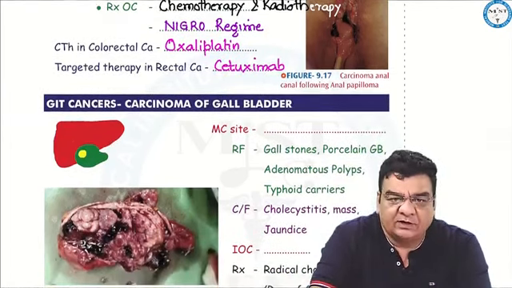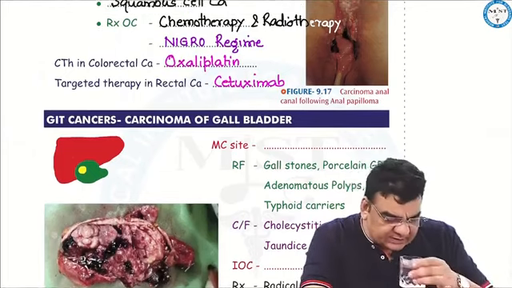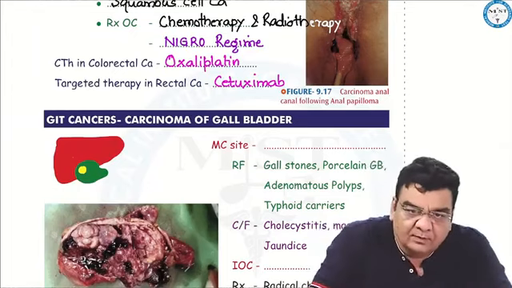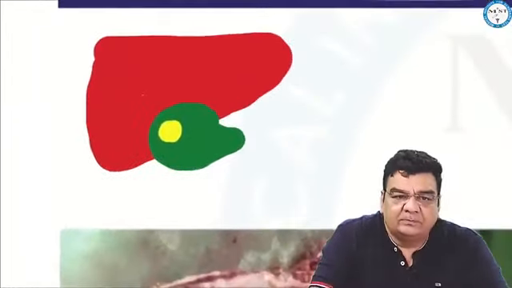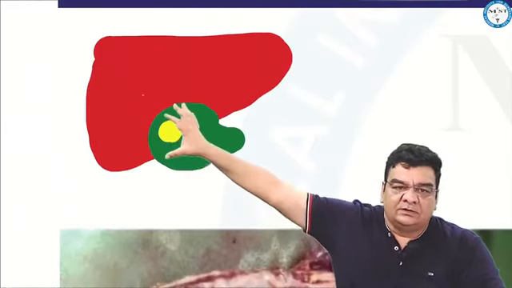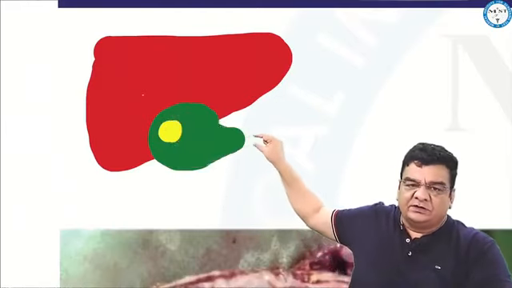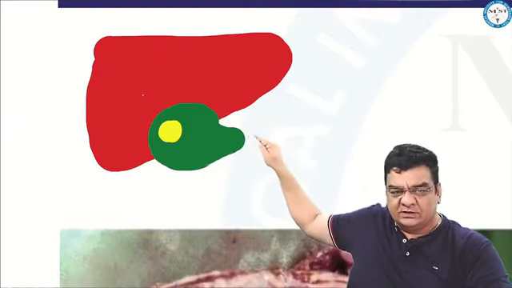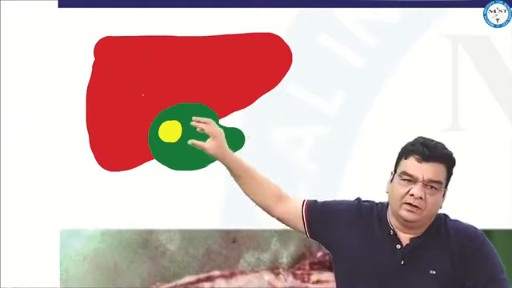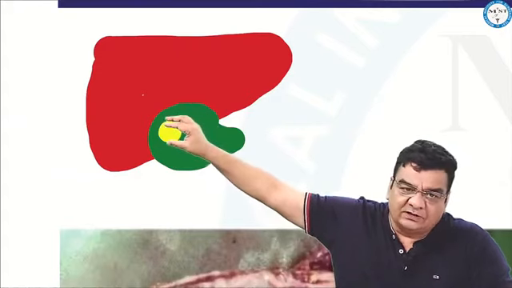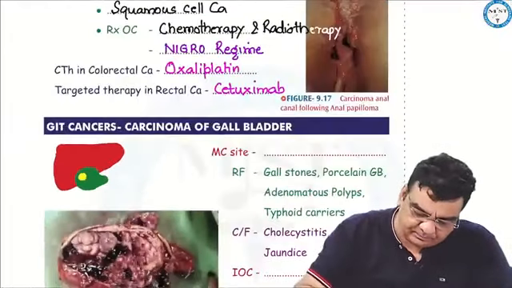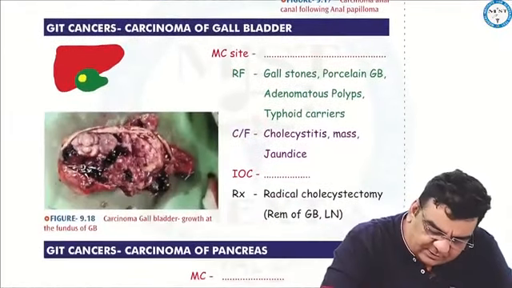Now let's take a look about the gallbladder malignancy. If we focus here, this is the gallbladder, this would be the cystic duct. So right and left hepatic duct, common hepatic duct, cystic duct, CBD, right? Majority of gallbladder cancers occur in the fundus of the gallbladder. Most common site is the fundus of gallbladder.